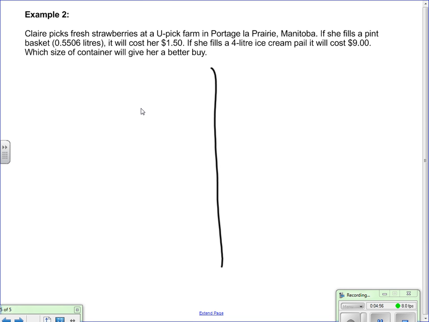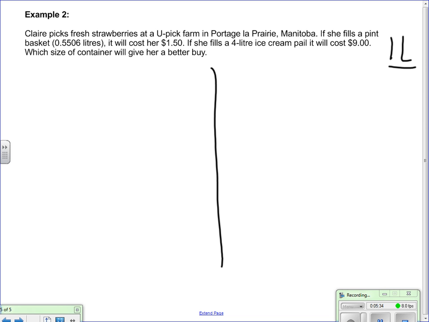Okay, let's do one more example. So Claire picks fresh strawberries at a U-Pick farm in Portage La Prairie. She can fill a pint basket, which is equal to 0.5506 liters, and that will cost her $1.50. But if she fills a 4-liter ice cream pail, it will cost her $9. Which size of container will give her a better buy? So what I've done is I've separated out, and we're going to do a comparison based on a unit price. Now let's choose a liter. Let's figure out what the cost is per liter, and then we can do a comparison of what it's going to cost us per liter.